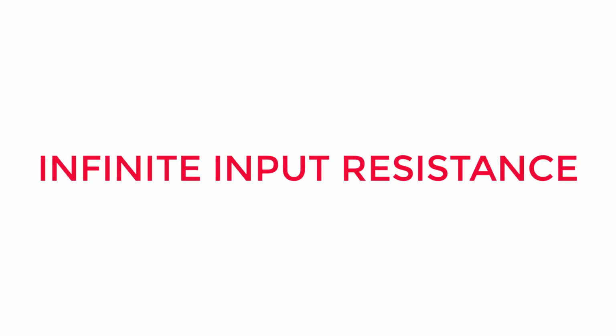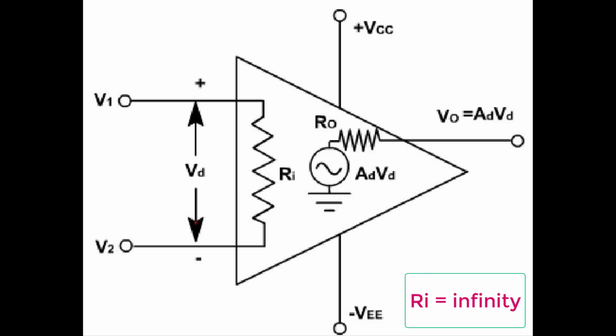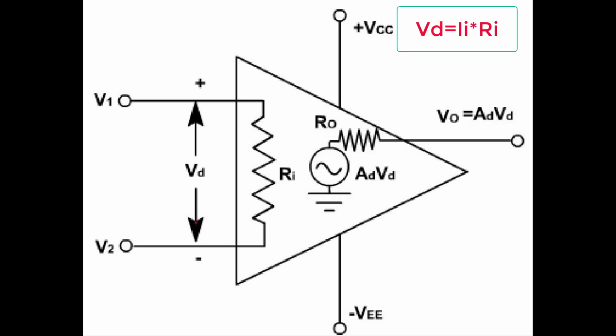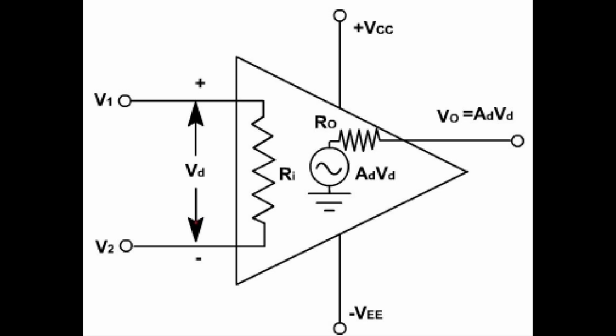Infinite input resistance. The ideal op-amp draws no current through it. So, no current flows in or out of the input terminals of the op-amp. To maintain this condition, the input resistance of the operational amplifier must be infinite, which is proved by a simple Ohm's law equation as shown in the figure. In practical cases, we cannot get infinite input resistance. The input resistance comes in the range of megaohms. But in this case we are discussing the ideal condition.